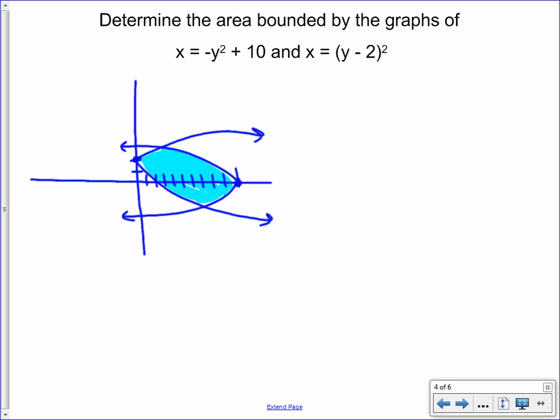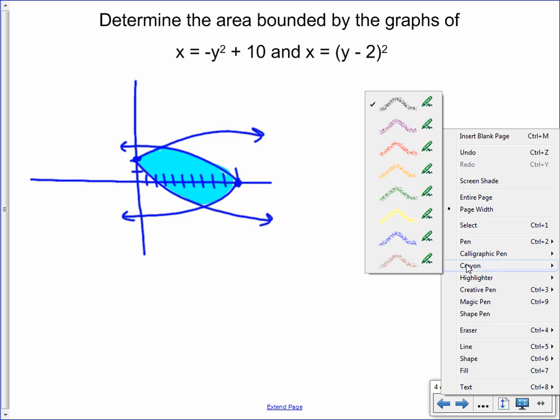Now, I want you to just imagine trying to do this with vertical rectangles. How many integrals would we need? I think 3. Because it would switch here and here. So 1, 2, 3 integrals. Either way, too many. Right?